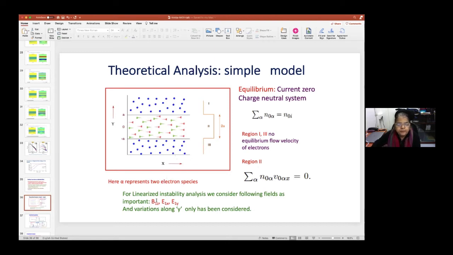If we do the linearized instability analysis, then these are the 3 fields which are crucial, because it's a 2D variation. So only B along Z, with XY as the plane, becomes important, and E1X, the electric field along the flow direction, and the perpendicular direction. So these are the 3 fields.